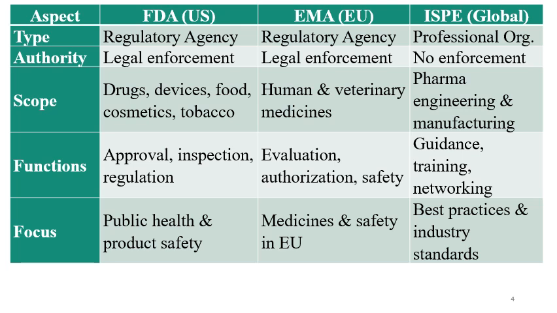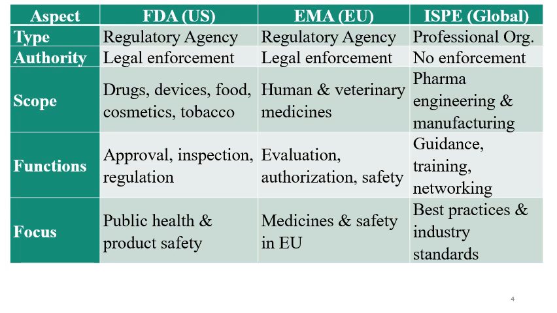Now comparing the three in a single table. FDA is a regulatory agency, EMA is a regulatory agency, and ISPE is a global professional organization. FDA and EMA are authorities with legal enforcement, while ISPE has no enforcement. FDA scope is drugs, devices, food, cosmetics, tobacco. EMA scope is human and veterinary medicines, similar to the FDA. And ISPE scope is pharma engineering and manufacturing.